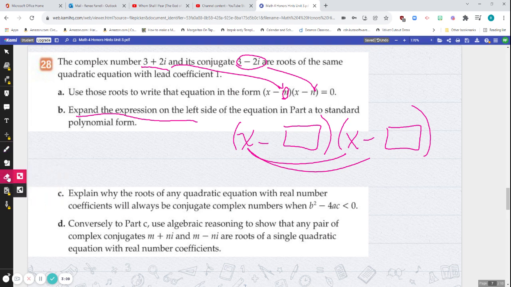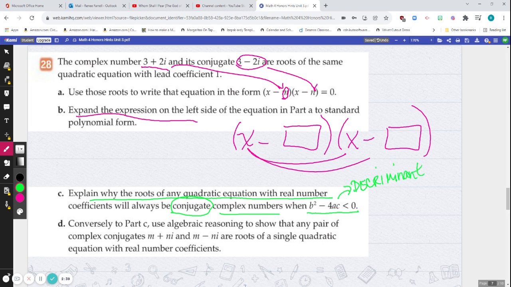Now let's look on here for C. So for part C, it says explain why the roots of any quadratic equation with real number coefficients will always be conjugate complex numbers if b squared minus 4ac is less than 0. Well, just because in math we like to have fancy words for things, we call this the discriminant. And it should look familiar to you because it's basically everything that's under the square root sign when you're talking about the quadratic formula.